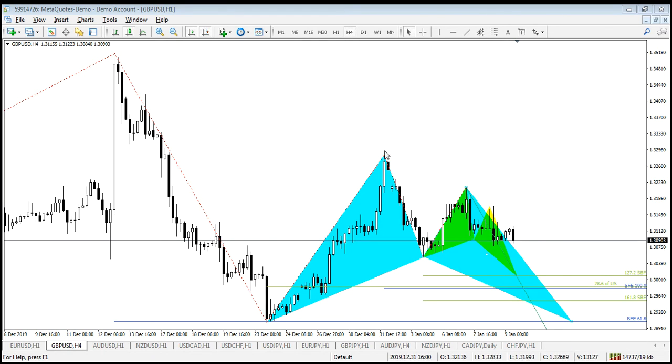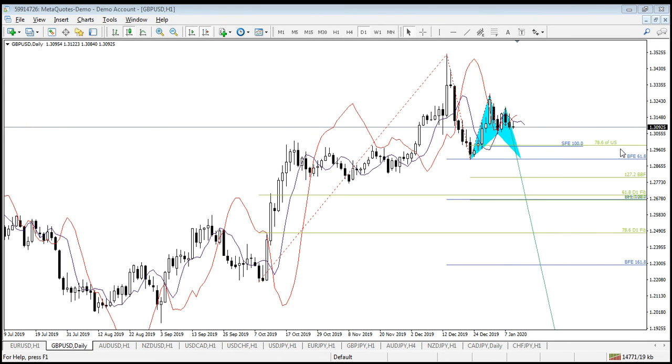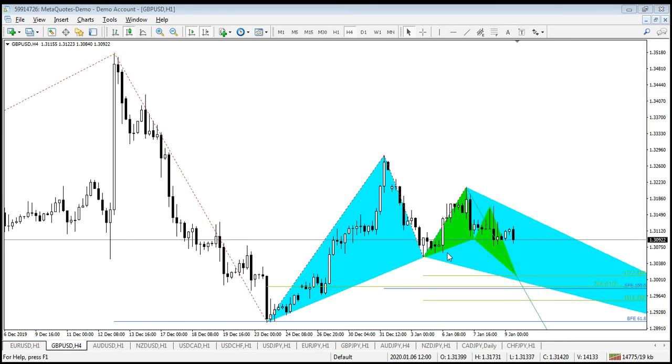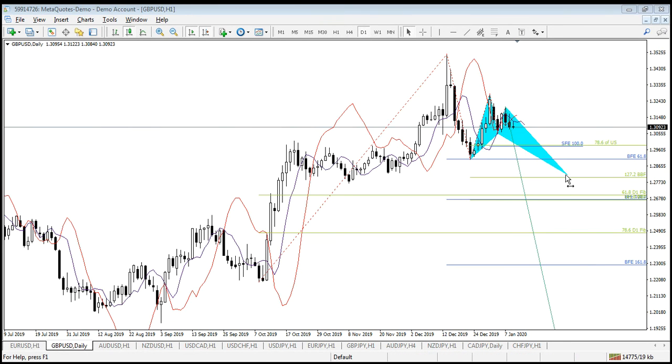Since this CD is from this C, then C will be considered here, and then we will have to understand the CD extension. So CD can simply be a butterfly, just 127.2% of this one, or AB equals CD can be formed. So this will be something like this. Maybe this will end here. BBF, this 127.2 BBF means big butterfly. This will become a big butterfly. The smaller one was the yellow color that I had shown you on this time frame. So now I'm not talking about this butterfly. The BBF target will be here.